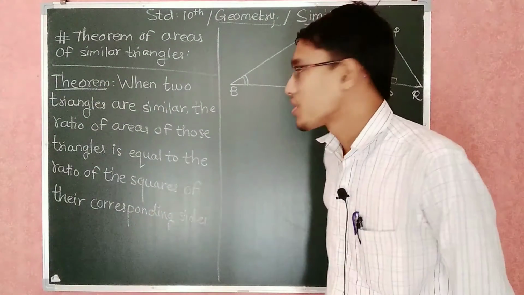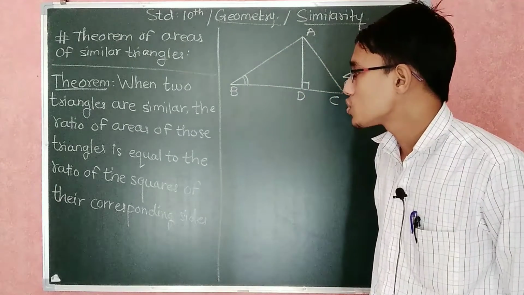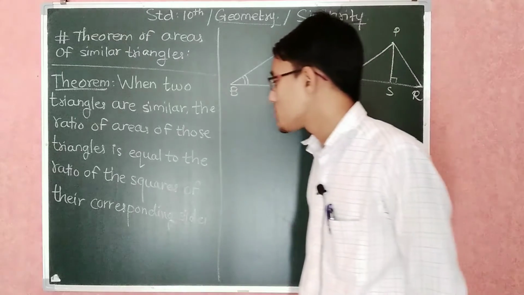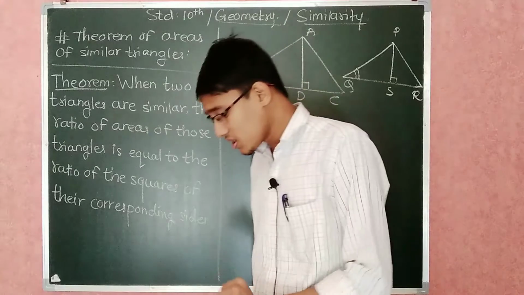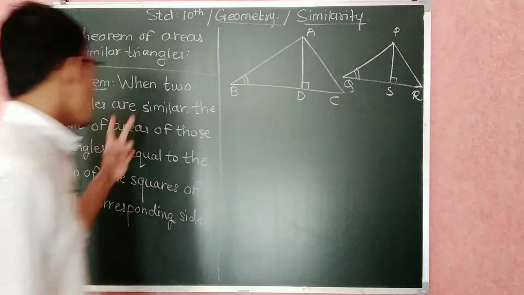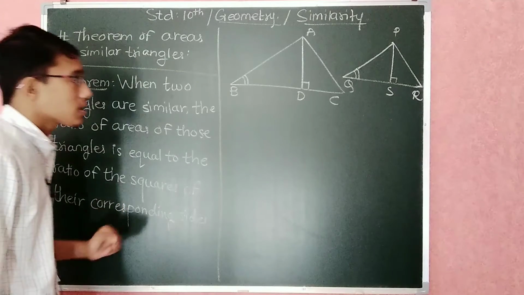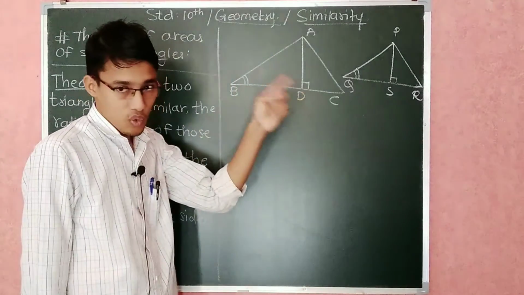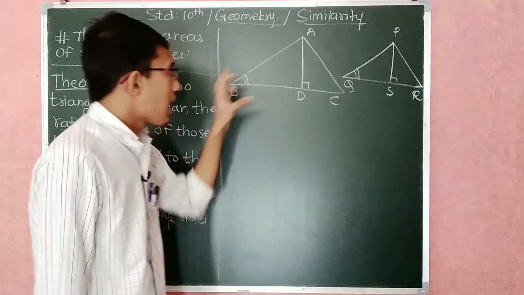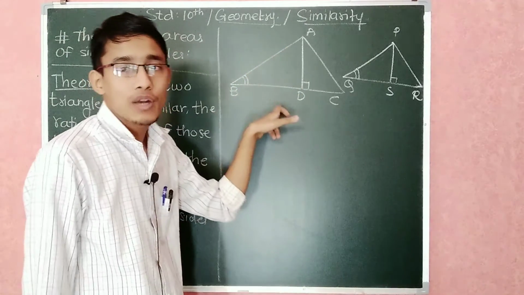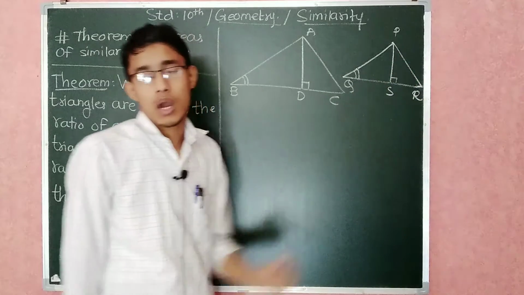And what is the statement of the theorem? When two triangles are similar, the ratio of areas of those triangles is equal to the ratio of the squares of their corresponding sides. So, what is given in this particular statement? That there are two triangles and both the triangles are similar to each other. So, I have drawn here two triangles, triangle ABC, which is similar to triangle PQR, and I have taken AD as the height of triangle ABC and PS as the height of triangle PQR.